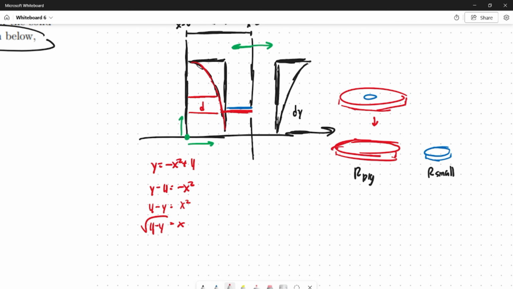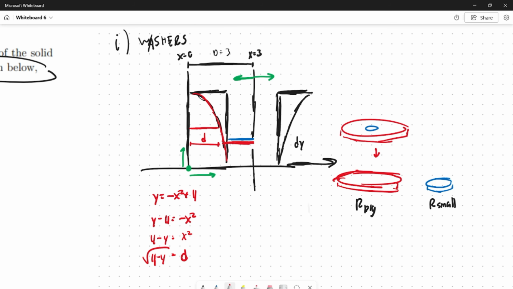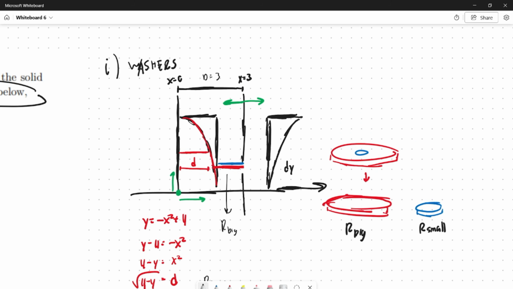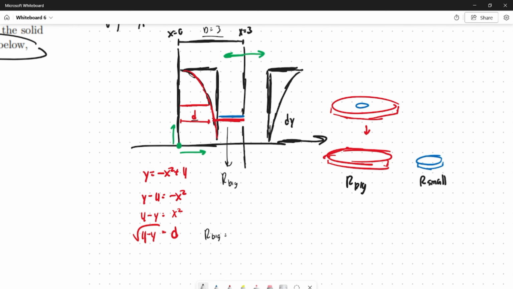So, this distance small d that I've drawn out would actually just be equal to the function square root of 4 minus y. But that's not what we're after. We are after this distance here, that would be considered the r big in this case. Well, r big is just equal to the large distance minus the small distance, which is capital D minus small d. That would be 3 minus the square root of 4 minus y. That would find our bigger radius to use to calculate the washer's area and volume.